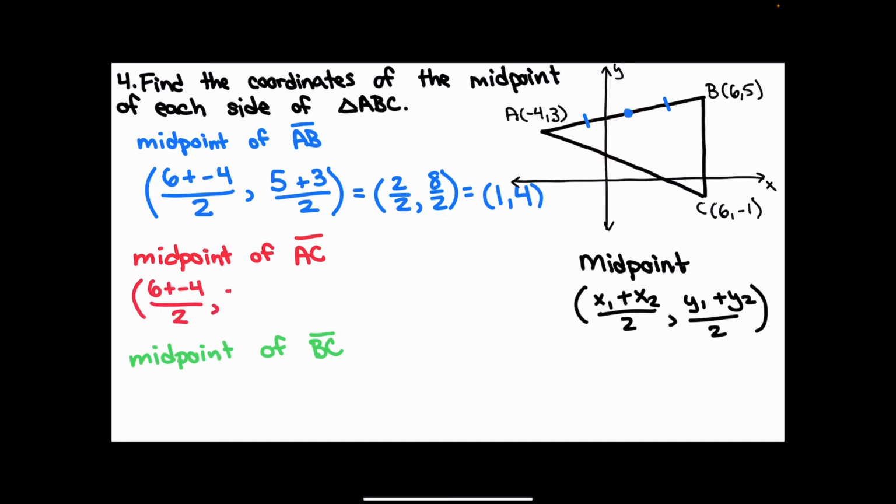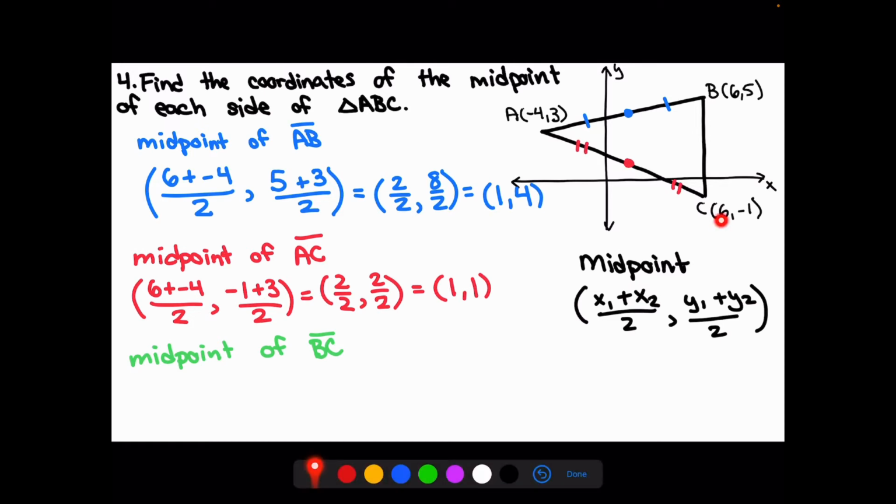As for AC, again, we're going to do the same thing. x1 plus x2 divided by 2, y1 plus y2 divided by 2. If we look at this, we have 6 plus negative 4, which will give us 2, divided by 2 is 1. Then we also have negative 1 plus 3, which is again 2, divided by 2, which is 1. So our next midpoint is at 1, 1.